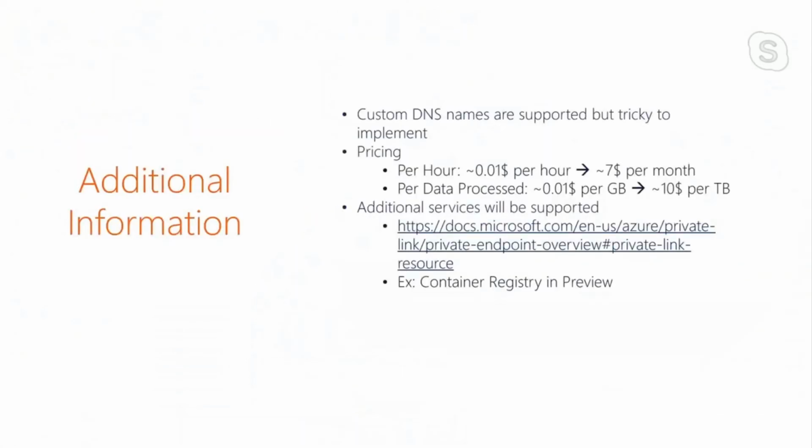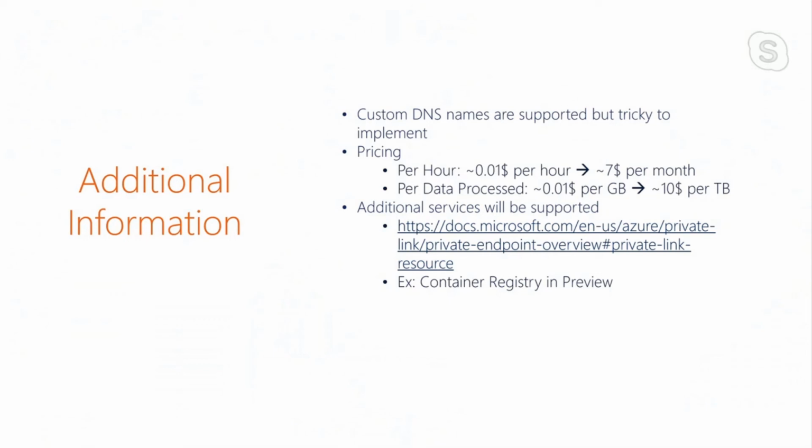For additional information, for example, custom names are supported but tricky to implement. Okay, so we can make a follow-up to show you how to do it, but this is it. You have to create in your on-premises server or own DNS server the privatelink DNS zone and register your private endpoint record there.